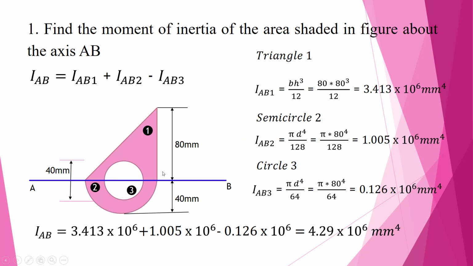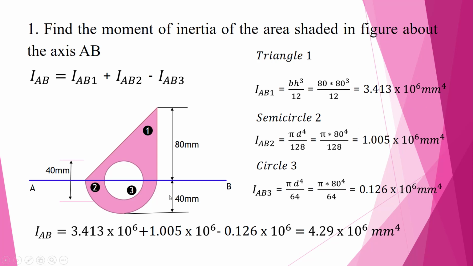The first one is the triangular section. We know the moment of inertia of a triangular section about an axis passing through the base, denoted by IAB1, is equal to BH cube by 12. That will be equal to 80 into 80 cube by 12, which is equal to 3.413 into 10 raised to 6 mm raised to 4.